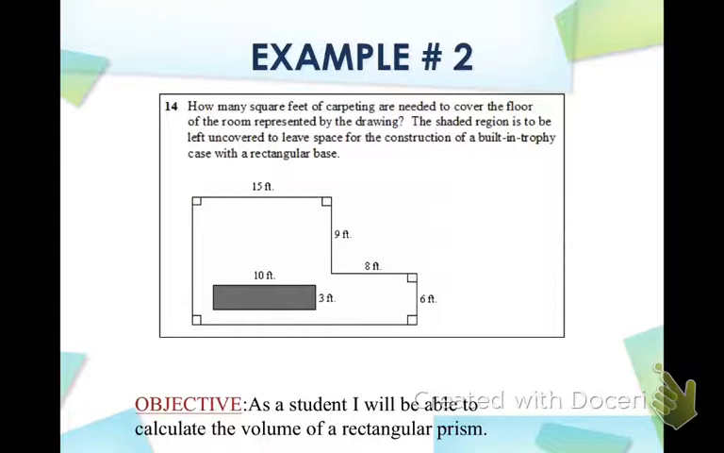It says how many square feet of carpeting are needed to cover the floor of the room represented by the drawing. The shaded region is to be left uncovered to leave space for the construction of a built-in trophy case with a rectangular base.